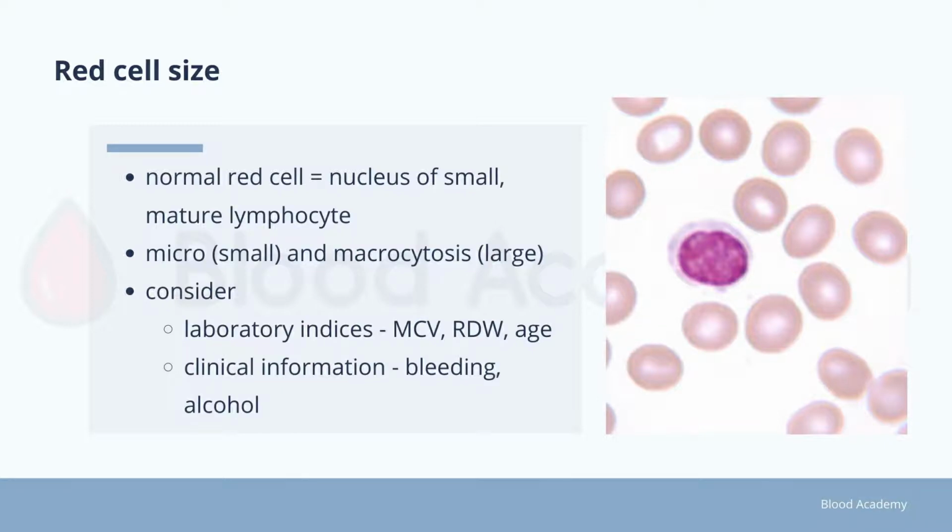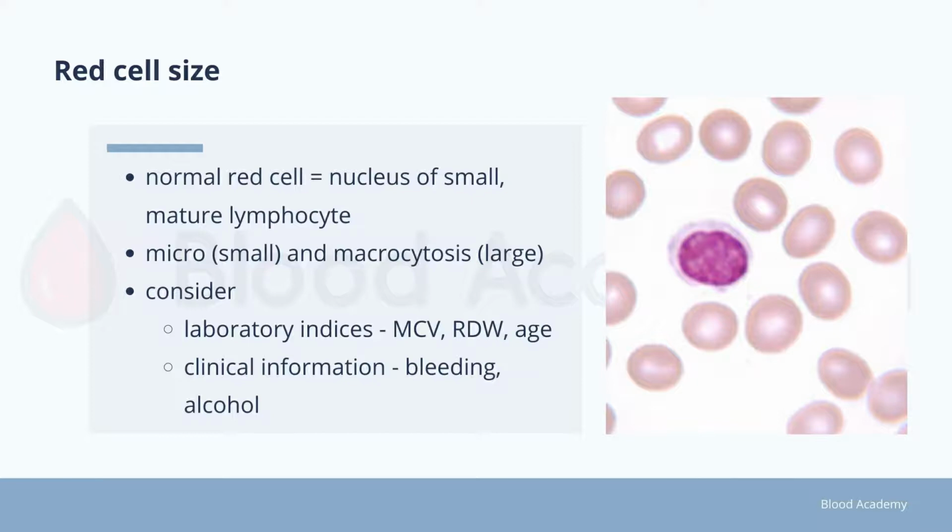As we have already described, micro and macrocytosis refer to a reduction and increase in red cell size respectively. Red cell size is reflected by the mean cell volume, or MCV, in the full blood count. When assessing red cell size, the blood film morphology must be interpreted along with laboratory data, including the MCV, red cell distribution width and reticulocyte count, as well as clinical information like the patient's age, sex, and a thorough clinical history for factors such as alcohol intake and hemorrhage.